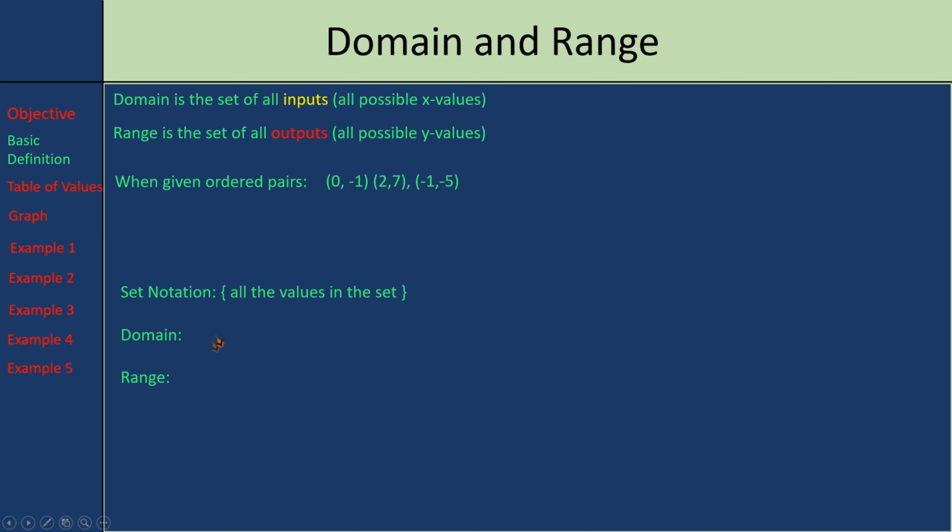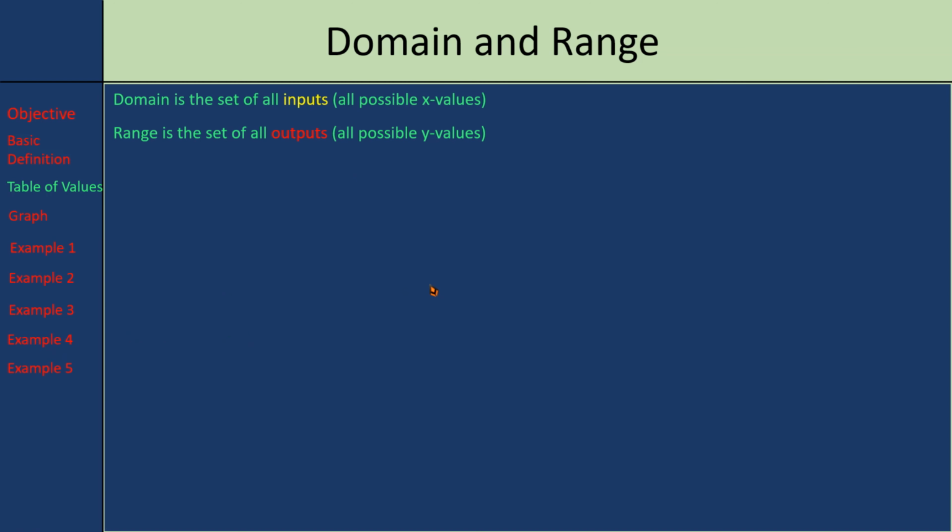Okay, so I'm going to do the domain using set notation. Of course I'm going to have my braces and then all the inputs. So my domain has the braces on the outside and all my inputs, which are my x's: 0, 2, and -1. You might want to put them in order, but it doesn't really matter to me. Here's the range. Again, in set notation, I need my braces on the outside and I list all my outputs, which are my y values: -1, 7, and -5.